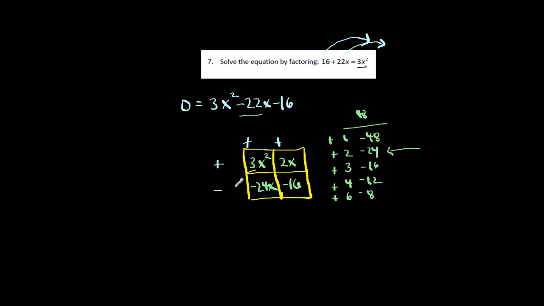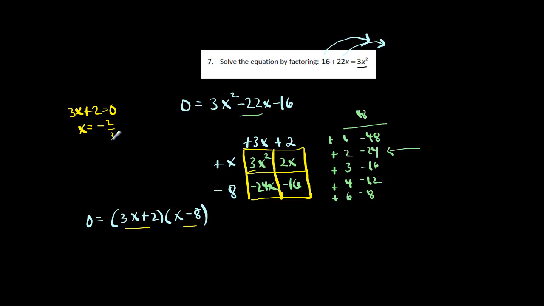Let's factor out here. We have an 8 as a factor. X, 3x, and 2. So 0 equals 3x plus 2 times x minus 8. Now we want to solve. So we have to take each of these factors and set them equal to 0. If you set 3x plus 2 equal to 0, you subtract 2, divide by 3, you get negative 2/3. If you set x minus 8 equal to 0, you add 8 over, you get x equals 8. So your solutions are negative 2/3 and 8.